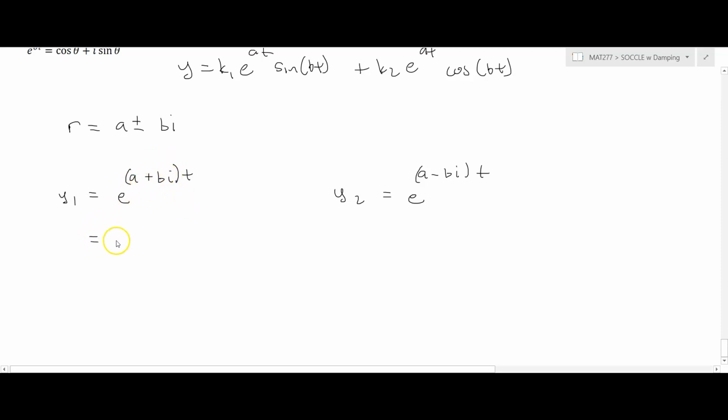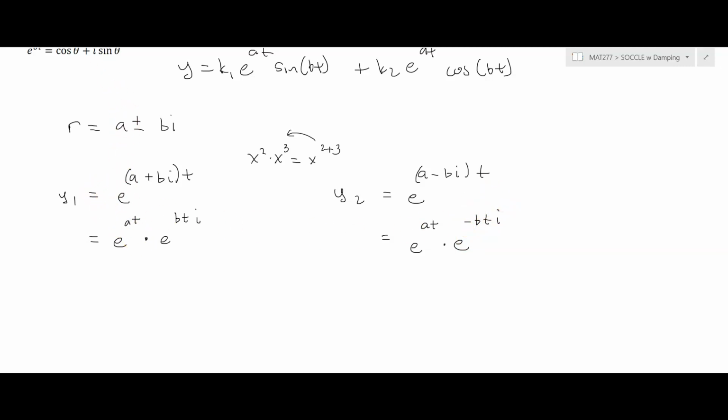Now, using properties of exponents, I can break this up into e to the at times e to the bti. So distribute the t in, you get at and then bti. And then by property of exponents, we know that if you have common bases, you can add their exponents, but you can also work backwards and split it back up into two factors, which is what we're doing here. I'll do this in tandem because this is going to be the same process, except this will be e to the at times e to the negative bti.